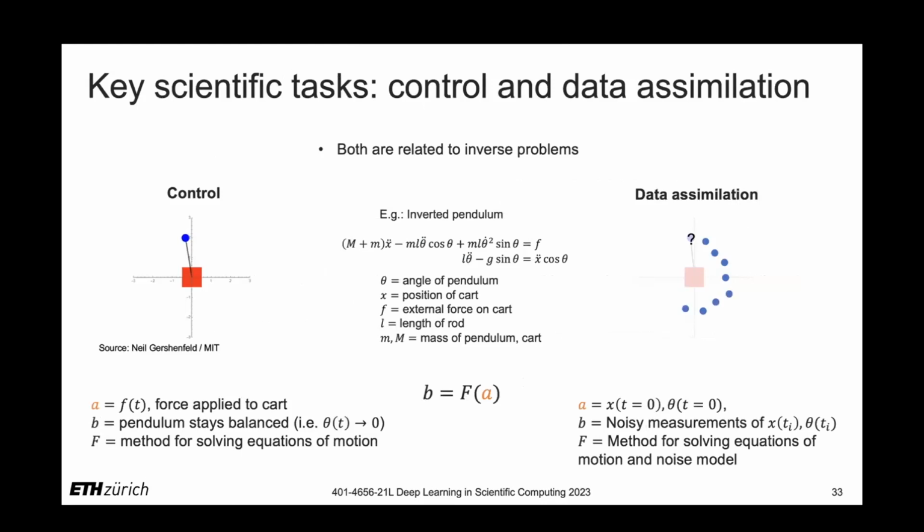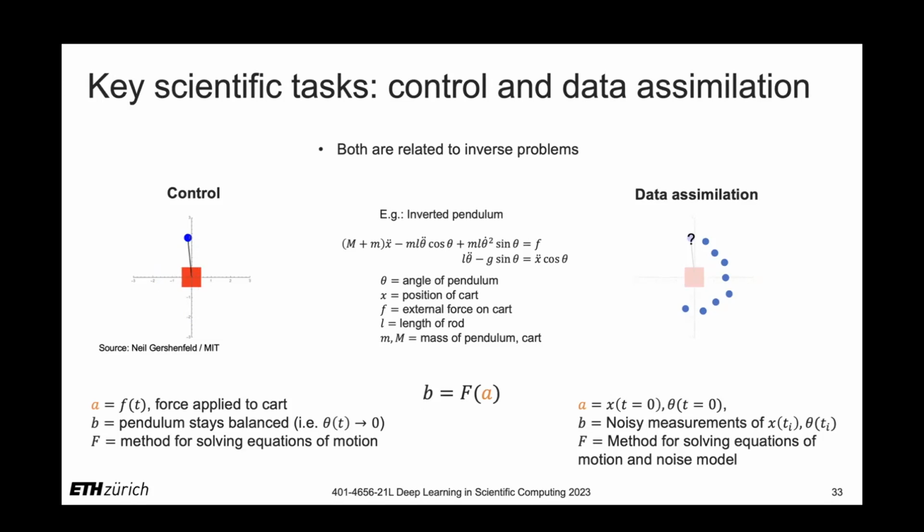Okay, so related to inverse problems, there are many other kinds of problem classes you could describe. For example, control and data assimilation. So what are these? Let's take this example of an inverted pendulum, and we have the underlying differential equation here. The key physical variables are the angle of the pendulum, the position of the cart, and the force that we're using to try and control the pendulum. What we're trying to do is push the cart so that the pendulum stays vertical. And so this is a control problem.